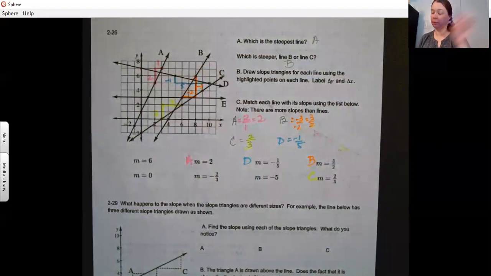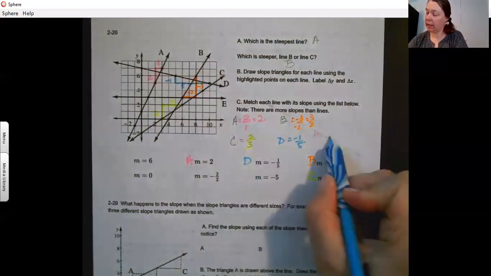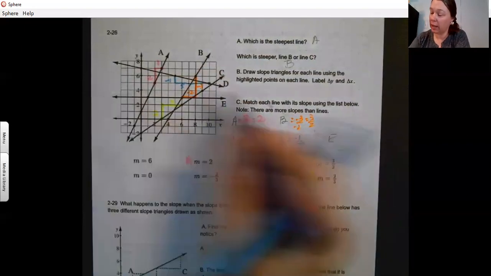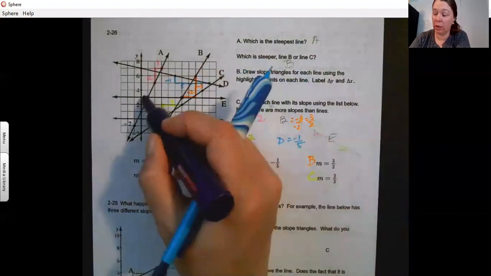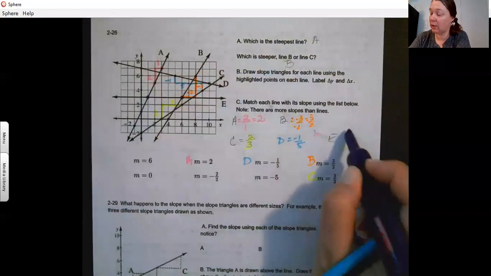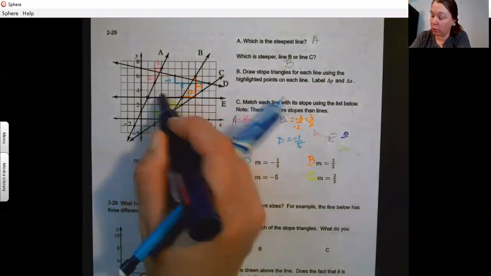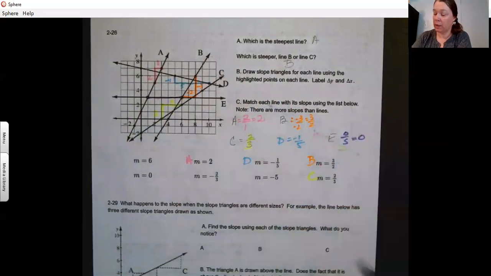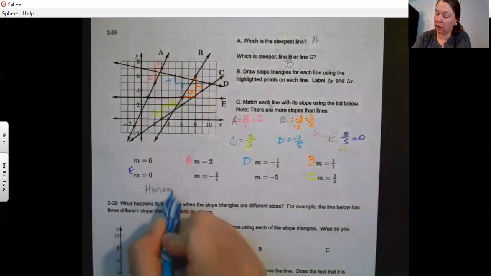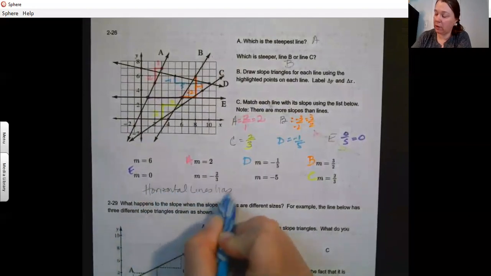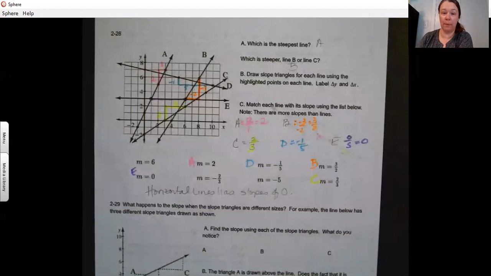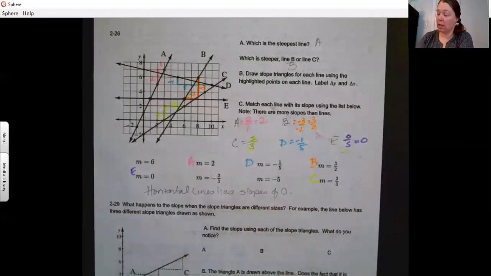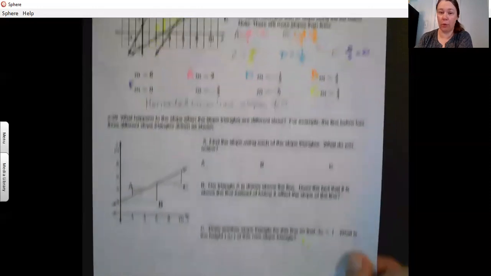I've got line E. Okay, so line E is a little different, right? It's a horizontal line. So if I pick this point and this point, to get from this point to this point, what's my change in Y? Well, I don't go up or down at all. So my change in Y is 0 over whatever, 1, 2, 3, 4, 5, which is 0. Okay, so horizontal lines have slopes of 0. That's something new that we haven't mentioned yet. This idea of drawing slope triangles is going to be very helpful as we move forward.